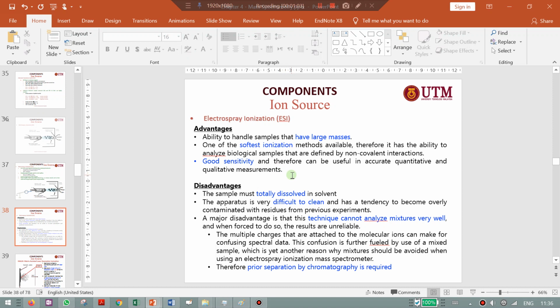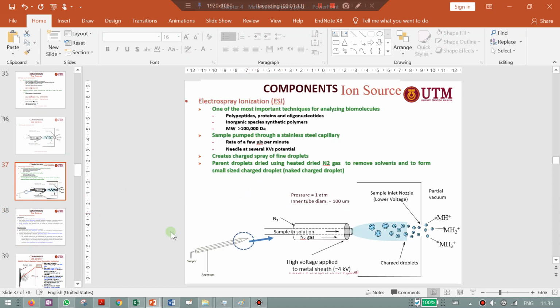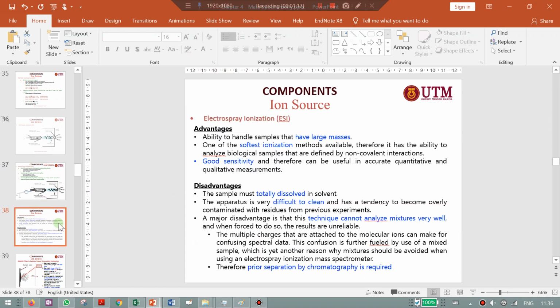But the technique also has disadvantages. The sample must totally dissolve in solvent. If it is a solid, we cannot put it into the electrospray, because if it is not changed into solution, it will get stuck in the capillary. That's the problem. The apparatus is very difficult to clean and has a tendency to become overly contaminated with residues from previous experiments. That's one of the problems as well.